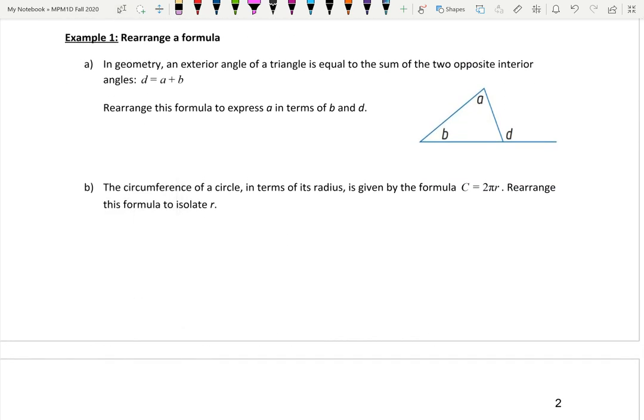In geometry, an exterior angle of a triangle is equal to the sum of the two opposite interior angles. So D is equal to A plus B. Now it's asking us to rearrange the formula to express A in terms of B and D.